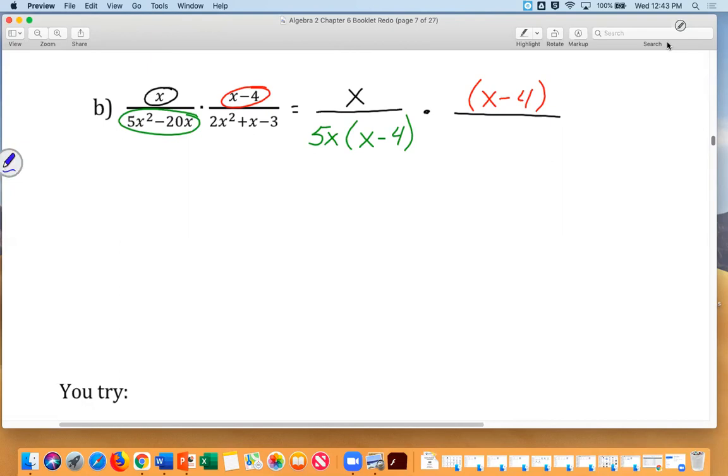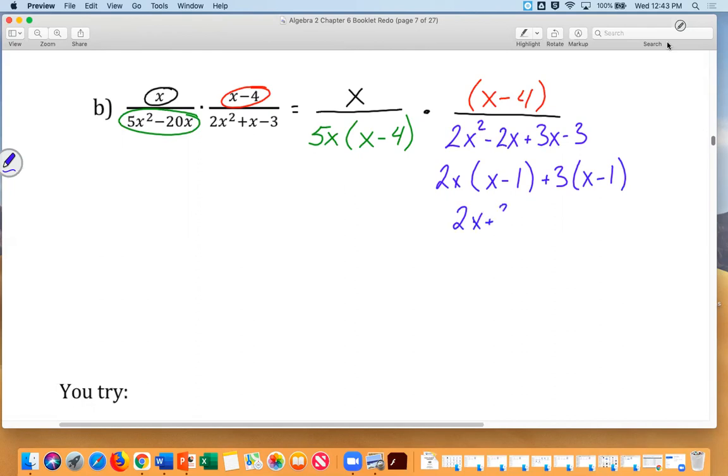Okay. 2x squared plus x minus 3. 2 times -3. All right, we're doing it the British method. It's going to be -6. What are the factors of -6 that add up to 1? So I'm going to write 2x squared, and then minus 2x plus 3x minus 3. I'm going to factor out the 2x. That leaves me with x minus 1. Then I'm going to factor out a 3. And that leaves me with x minus 1. So this boils down to 2x plus 3 times x minus 1.